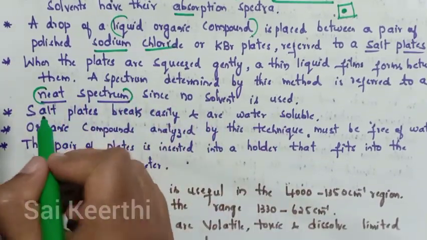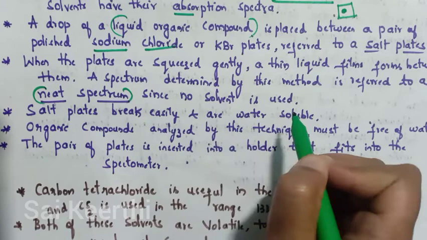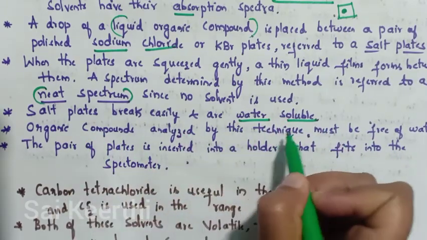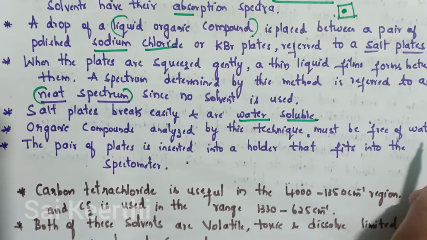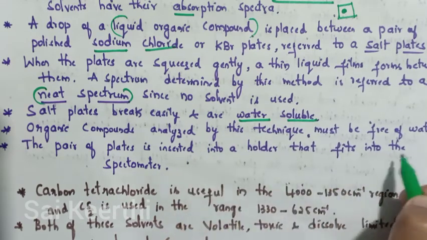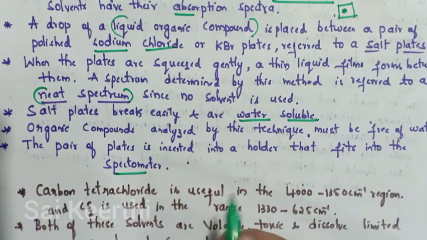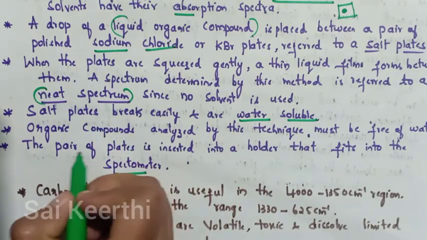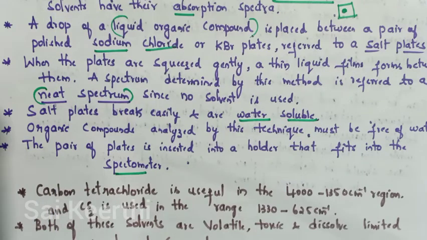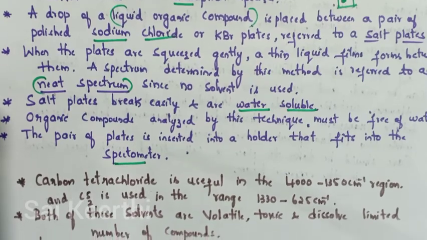So here salt plates break easily and are water soluble, and organic compounds analyzed by this technique must be free of water. The pair of plates is inserted into a holder that feeds into a spectrometer. Observe the image. See here the pair of plates which are inserted in the holder, and the infrared radiation is passed through them to obtain the information about this organic compound.